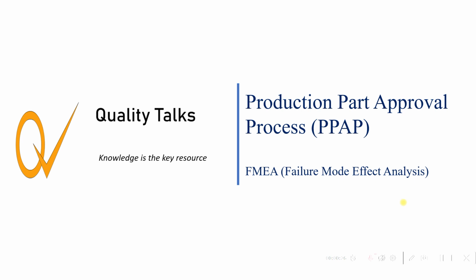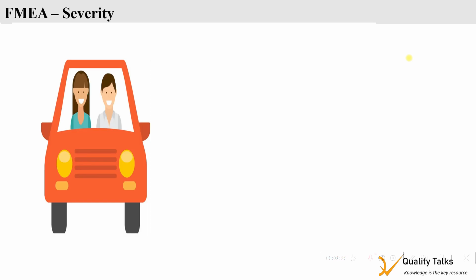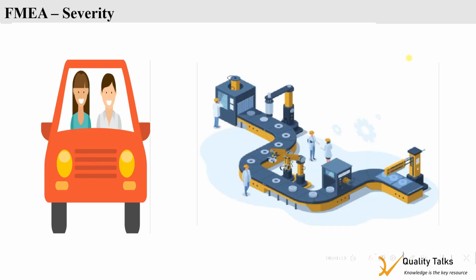In this video, we will discuss how to give severity rating. Let's discuss the severity first. As we discussed earlier, severity is the effect of failure. This effect of failure or error can be ranked based on the end user, meaning the customer that will use the product or service, or based on the next operation, meaning the next operation where the product will be used.